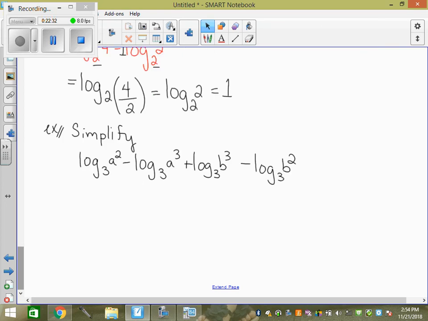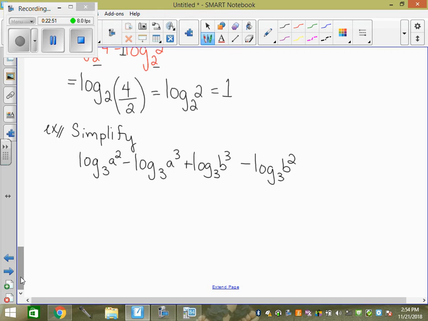So, our rule for putting logs together is they have to have the same base, and they have to have positive or negative ones in front, right beside the log.